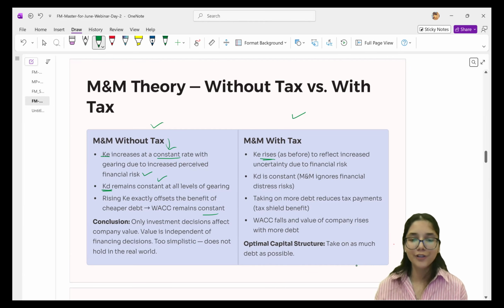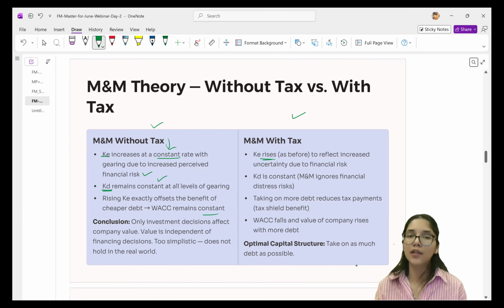Then what happens over here is, because I'm taking more and more debt, it is reducing the tax payments that I have to make as the company, because I'm getting a tax shield benefit due to the presence of interest. Now, because of this tax benefit, the WACC of the company, the weighted average cost of capital, falls down and the value of the company increases.